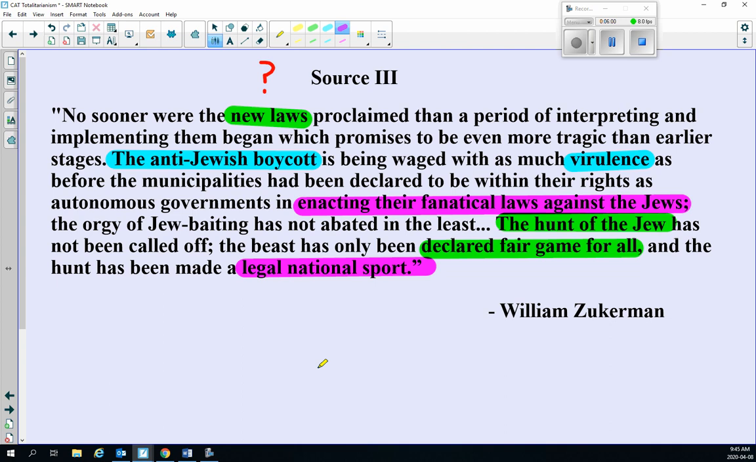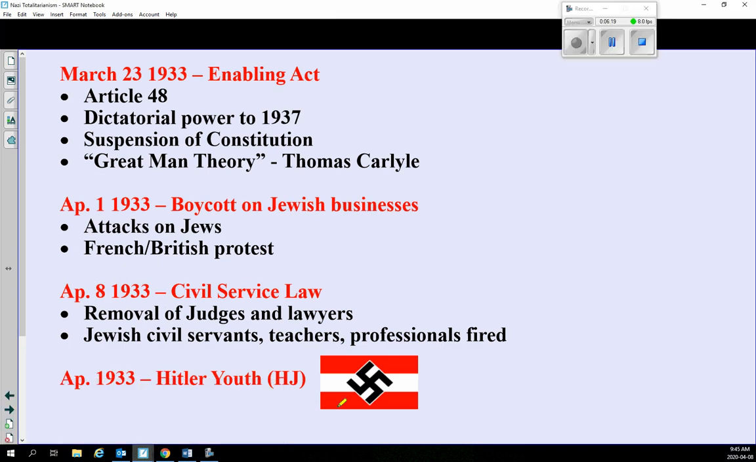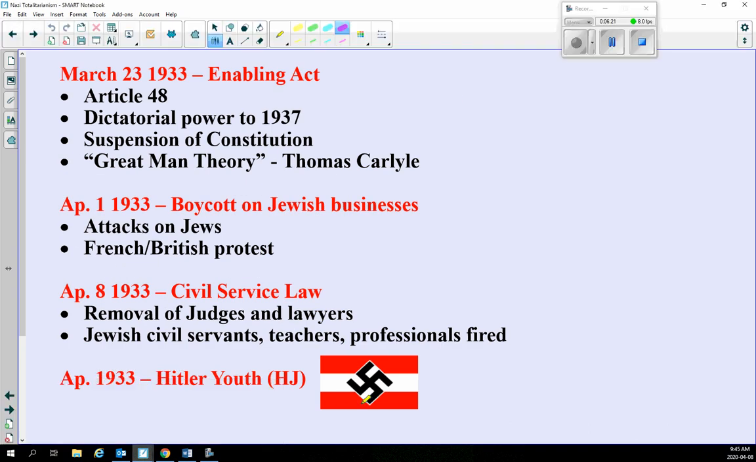So things you'll want to point out: the new laws are a clear reference to the Nuremberg laws of 1935 in Germany. The anti-Jewish boycott had been going on for a while. Fanatical laws against the Jews. So what he's trying to say, and I want you to think back to the notes from Nazi totalitarianism, is there is a gradual devolution of rights and freedoms for Jews. It didn't happen all at once.